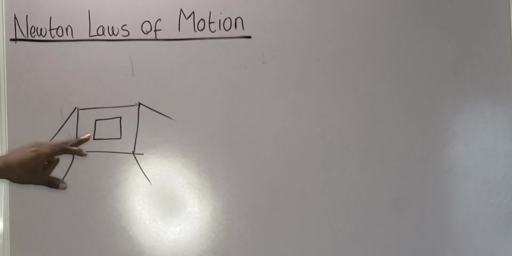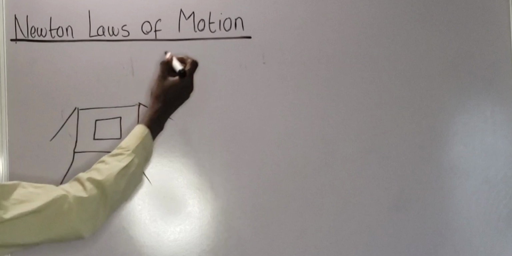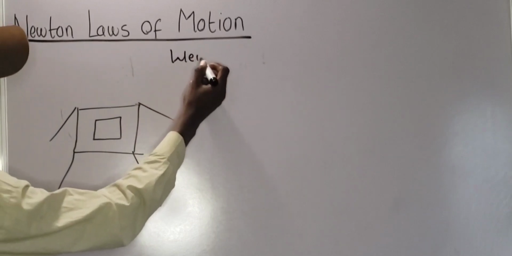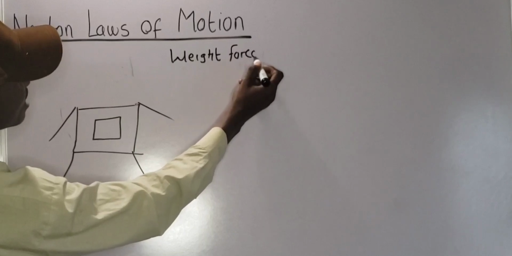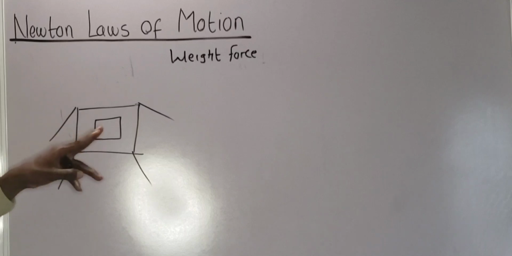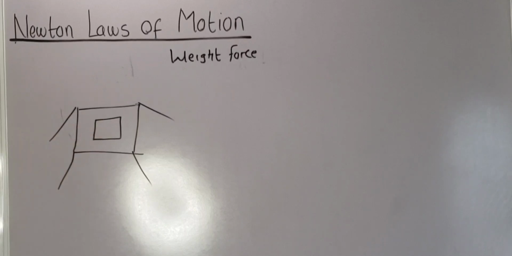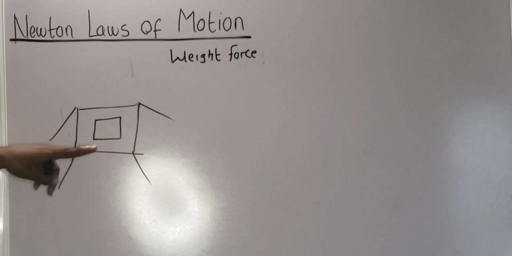There is a force that is currently acting on this box. That force is the weight force. You can write it down. Weight force is currently acting on this box. What the weight force does is exert a downward force on the box, such that the box remains at that position. Do you understand? But the box will not remain in this position if there is no other force acting on the box.